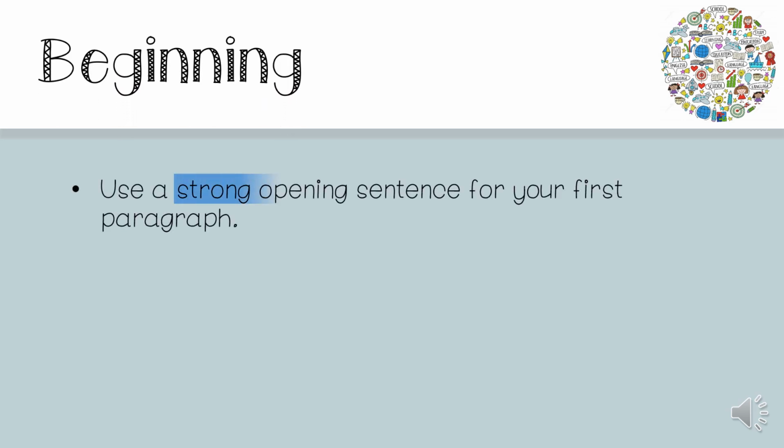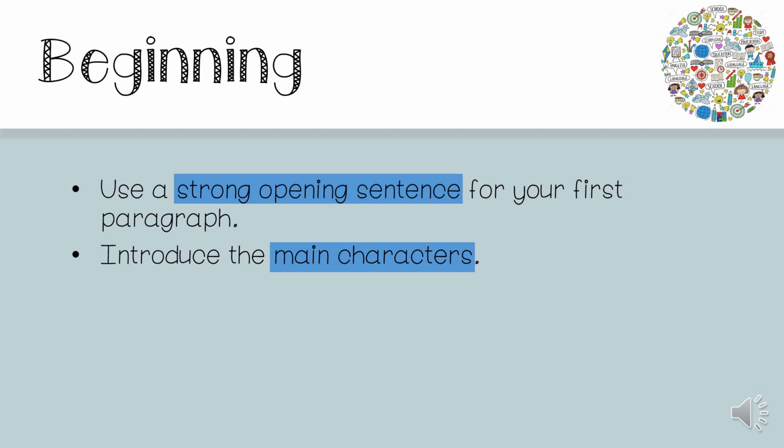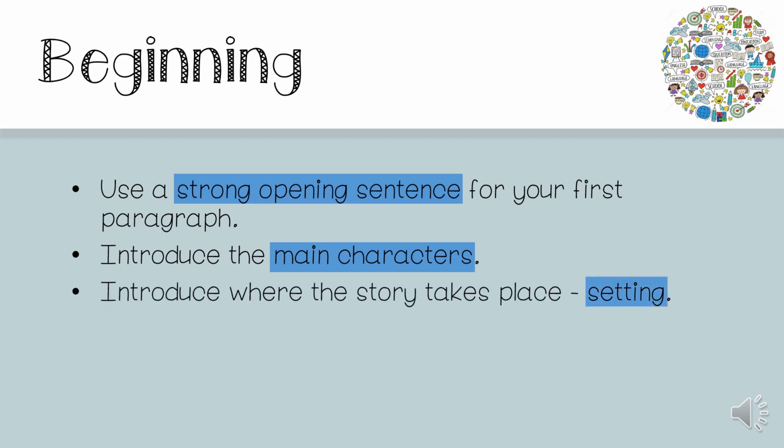Now let's look at the first paragraph, the beginning. Use a strong opening sentence for your first paragraph. This sentence must make the reader want to read further. Introduce the main characters. Do not introduce all the characters, only the main characters. Also introduce where the story takes place, in other words, the setting.